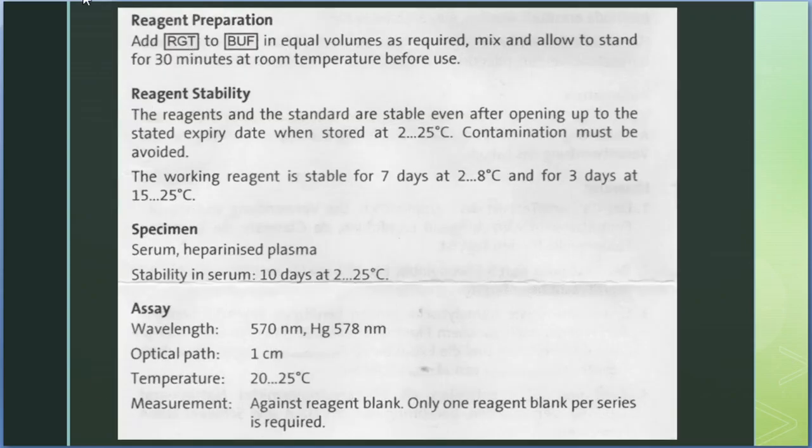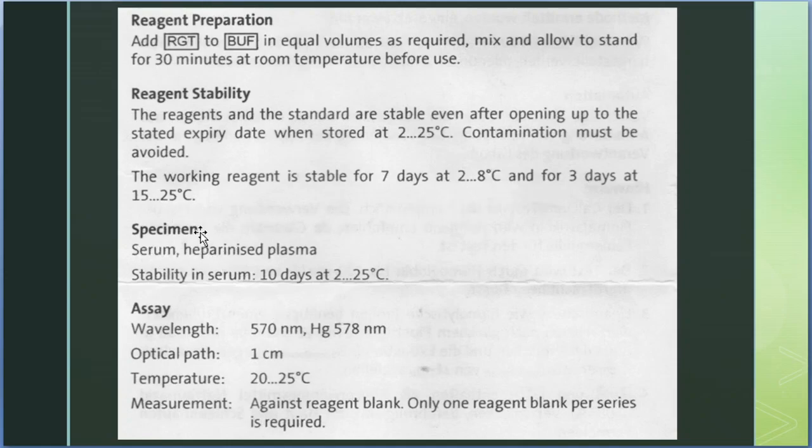So how do we make our working reagent? Ito yung paggawa ng ating working reagent. Reagent preparation, we add your reagent to the buffer. Simple lang. Equal volume ng ating reagent sa ating buffer. 1:1 ito. Then, mix and allow to stand for 30 minutes at room temperature before use. That will be our working reagent. So the reagent and standard are stable up to the stated expiry date, and contamination must be avoided. So our working reagent, yung ginawa natin na reagent plus buffer, is stable for 7 days at the specified temperature.